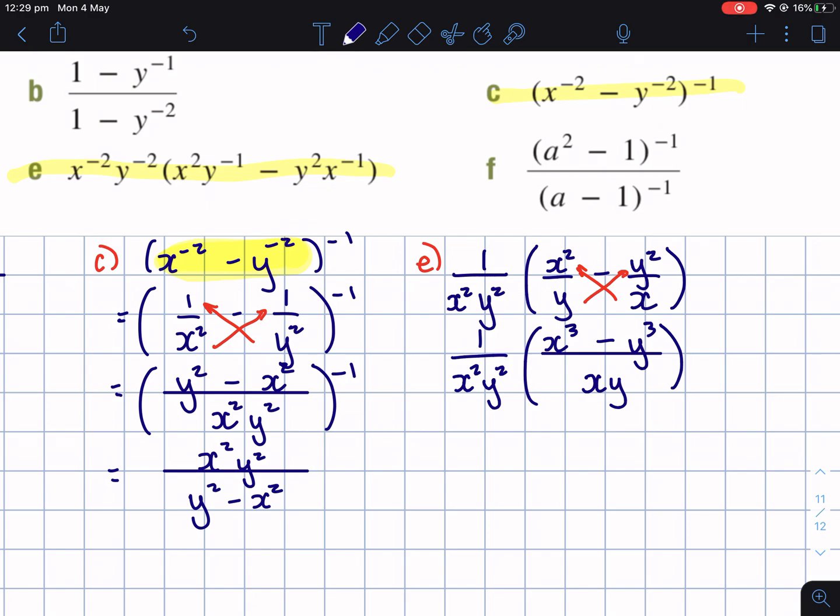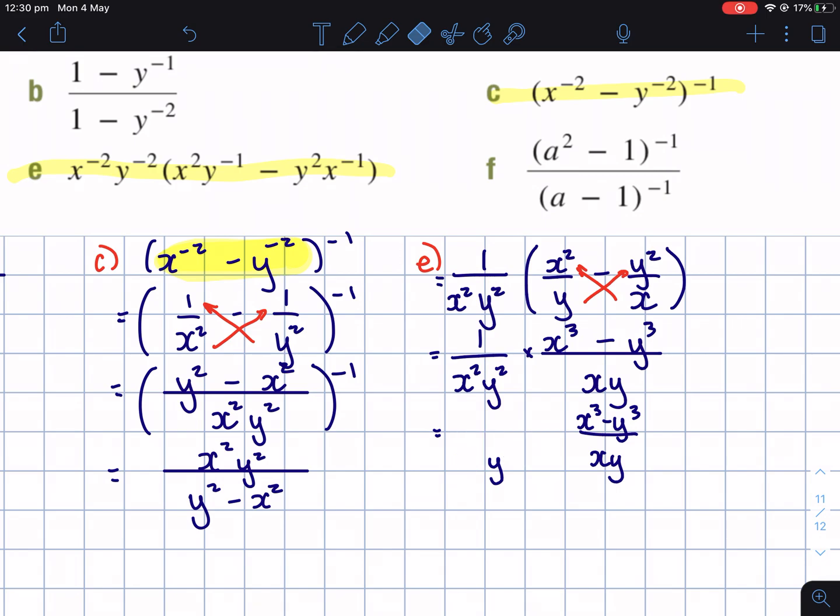And now they'd like us to put it all together, which means it's the same as 1 on x squared y squared times x cubed take y cubed on xy, yeah? Because it's times, we can just put the bottoms together straight away. So I'm going to rewrite this as times.